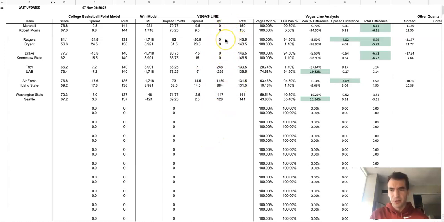For a game like Rutgers-Bryant, that game is not on a lot of sportsbooks because Bryant is a very unknown team. That'll happen when you have 353 teams in Division 1. Some of these teams might be decent, and then you're just not going to get a money line for it. Or it's too high of a spread also.